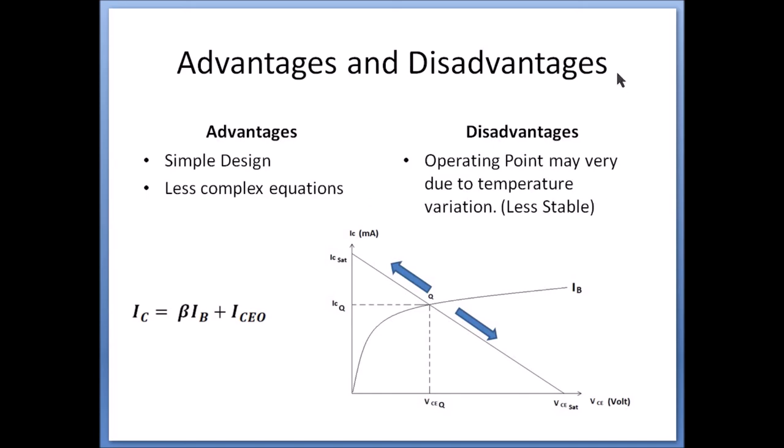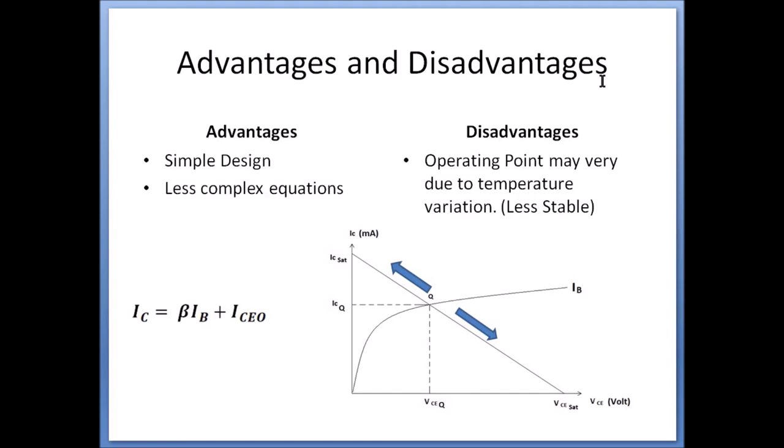Now what are the disadvantages? Operating point may vary due to temperature variation, or you can say it is less stable. Amplification is not always the motto of a designer. We need to think about the stability of the circuit also. So stability plays a very important role while you design an amplifier circuit.